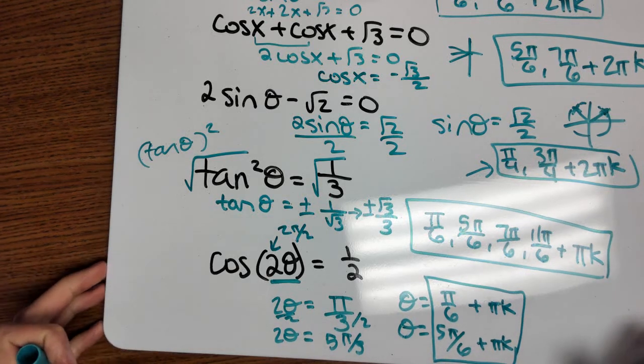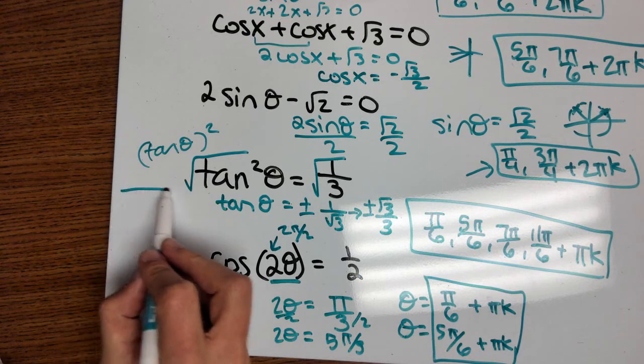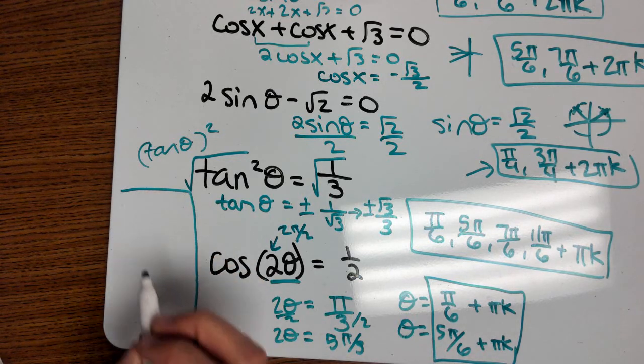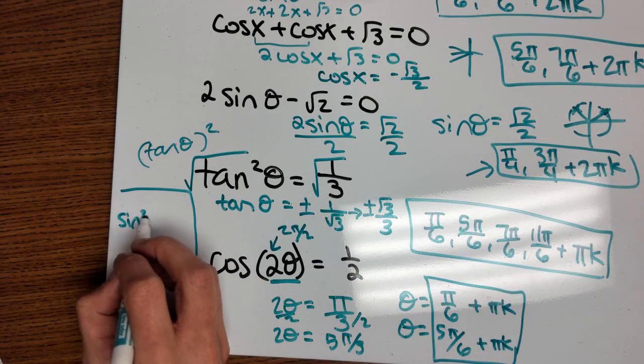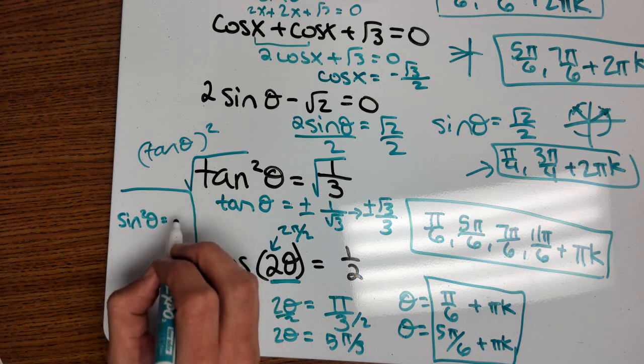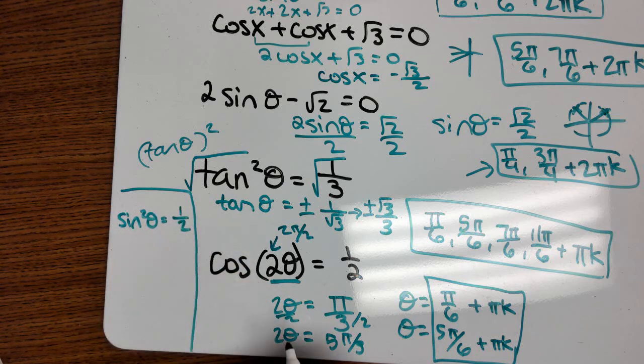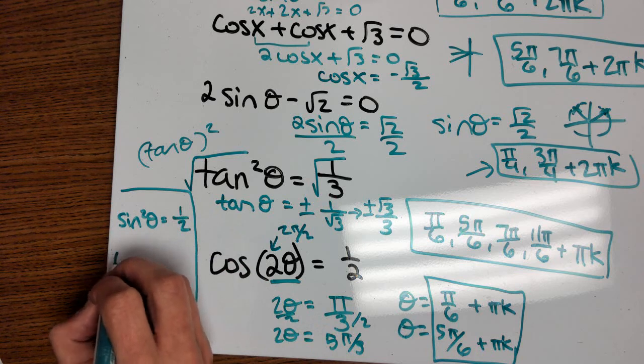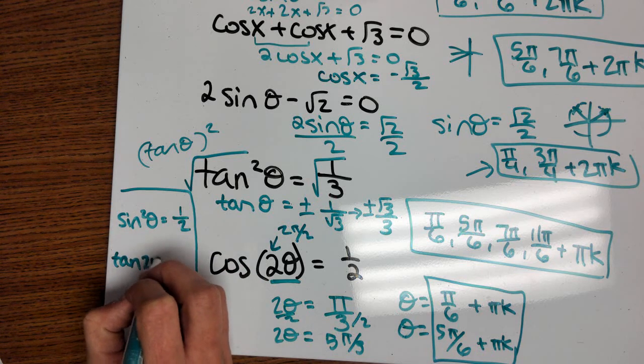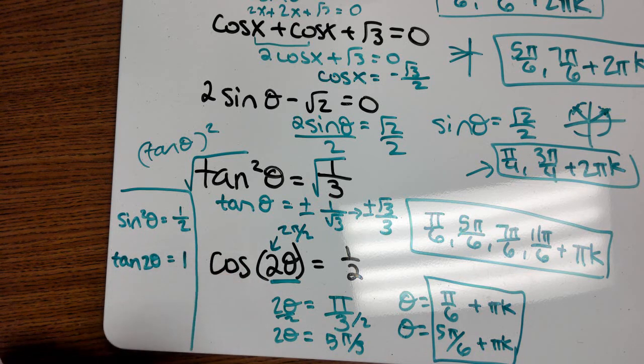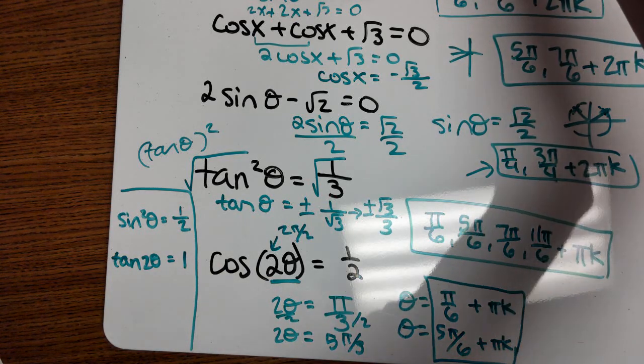Alright, in your notes, or on a separate sheet of paper, I'm going to give you guys 2 problems to try. I want you to try sine squared of theta is going to be 1/2. And I want you to try tangent of 2 theta equals 1. See what you can do with those, bring them into class, and I'm going to check you off.